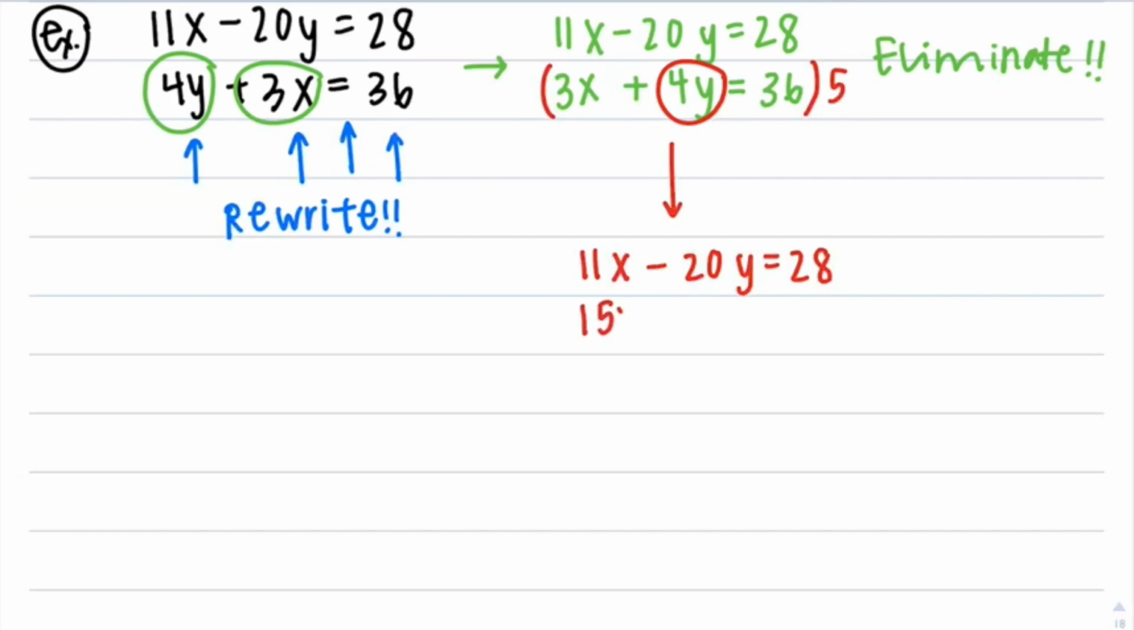That's going to give me then 15x. 4 times 5 is going to give me that positive 20y. And then equal to, and then you might have to do some math here. So 36 times 5 is going to be 180. So is equal to 180.